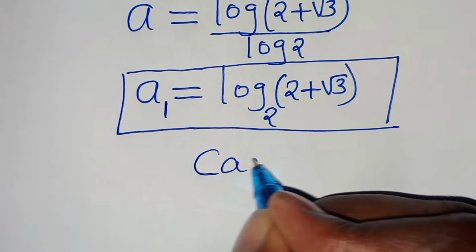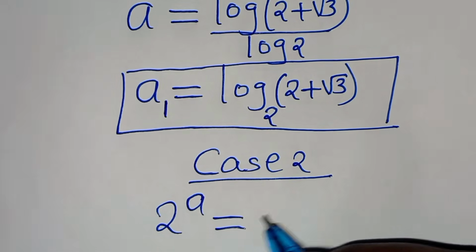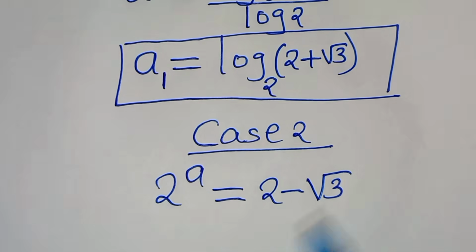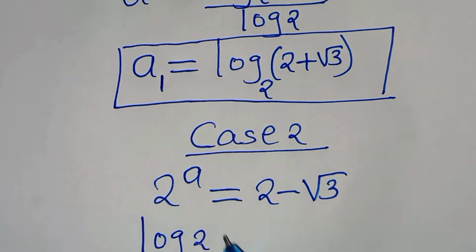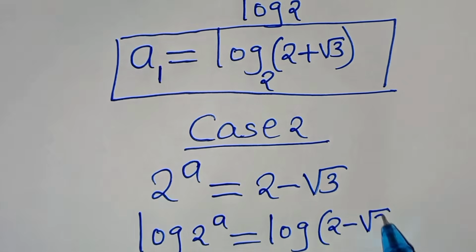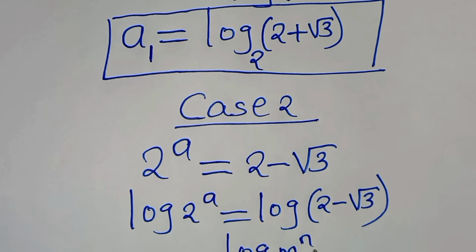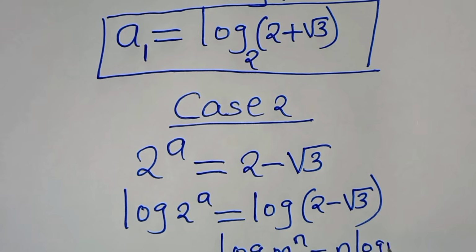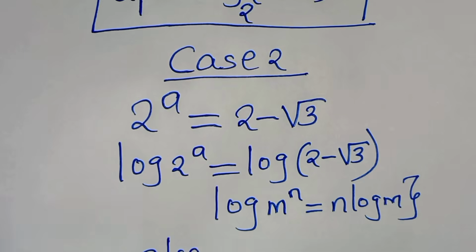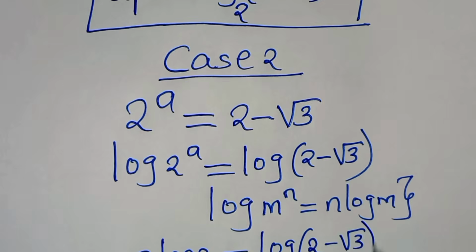Now in case 2, we have 2 to the power of a. This is equal to 2 minus square root of 3. So let's introduce logarithm on both sides. We have log 2 to the power of a. This is equal to log 2 minus square root of 3. So this is in the form of log m to the power of n, which can be expressed as n log m. So applying this property, we have a log 2. This is equal to log 2 minus square root of 3.